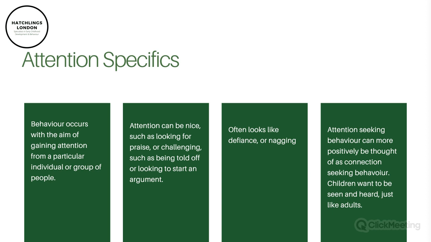It could be praise or a high five or any of those really positive things, spending time with a child. But also attention is challenging things, such as when you're telling a child off, you're often providing them with attention and that one-on-one connection. And attention seeking often looks like defiance or nagging. And those are the two main things that I get from a home front.